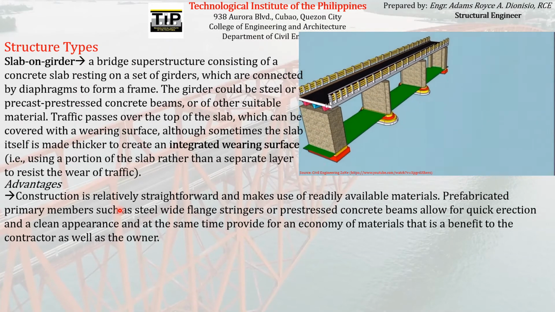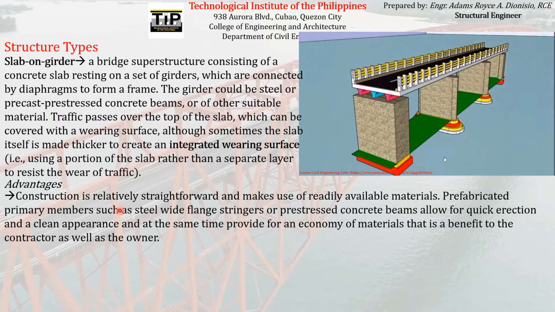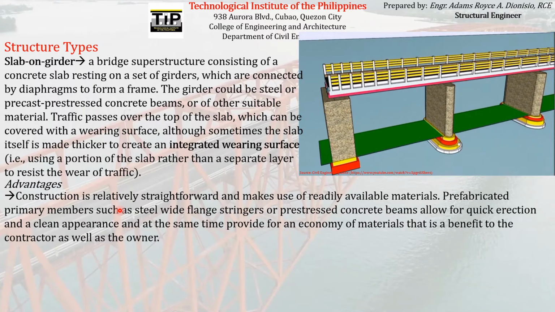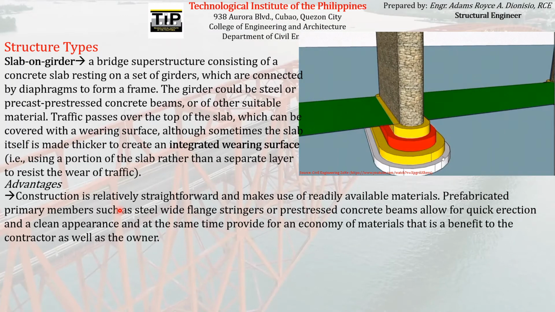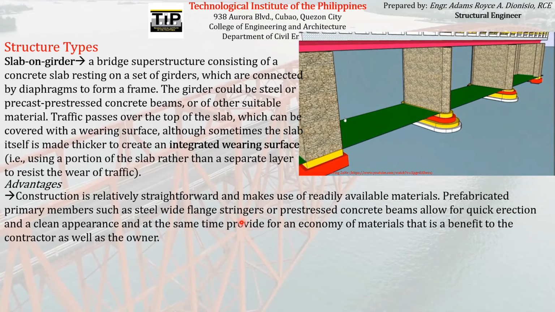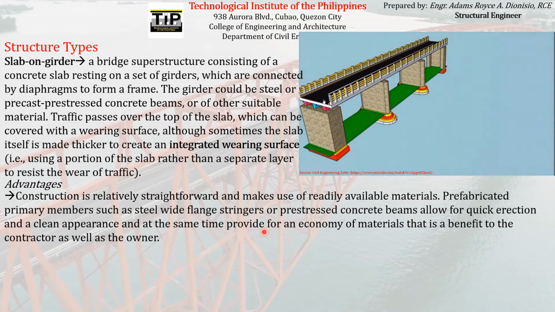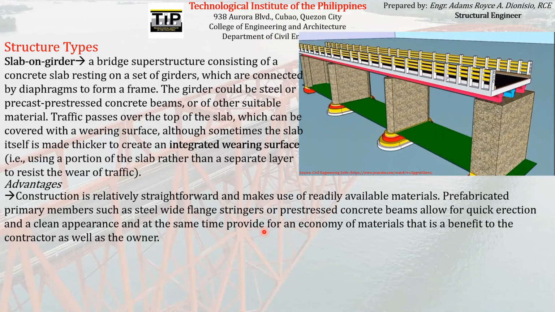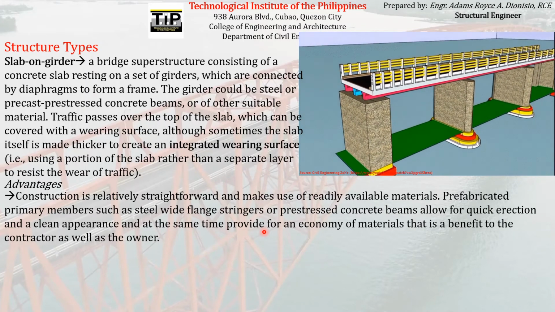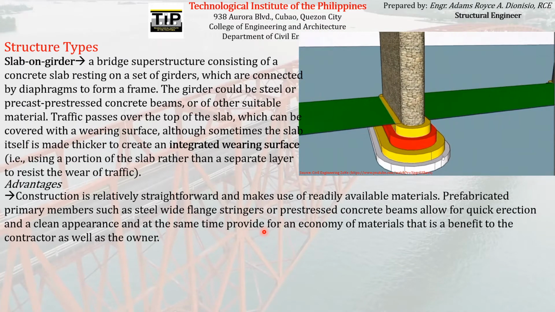And in addition to that, the materials that are needed to construct it are usually readily available because there are prefabricated primary members such as steel wide flange stringers or pre-stressed concrete beams that can allow for quick erection of a slab on girder type of bridge structure. So that's another advantage of using slab on girder type of bridge structure. It's because its construction is simply straightforward.